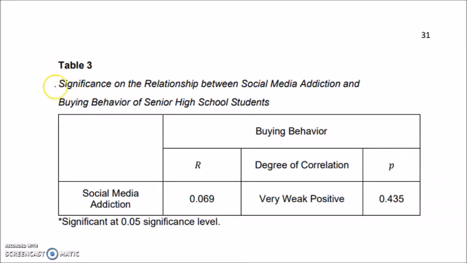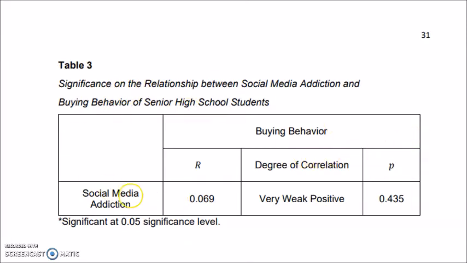So, andito yung title, ito yung table 3, nakabold yan, andito yung title, Significance on the Relationship Between Your Variable 1 and Your Variable 2 of Senior High School Students. So, depende kung isali ninyo dito yung population ninyo, no? Naka-italics yung title ng table. This is basically your third research objective.